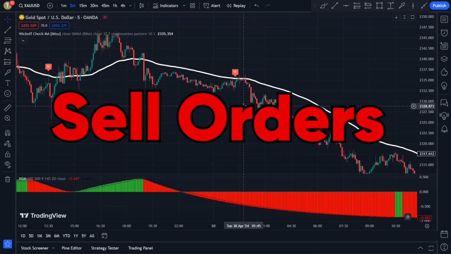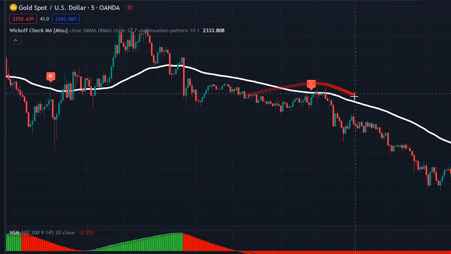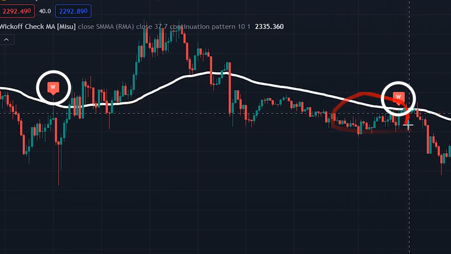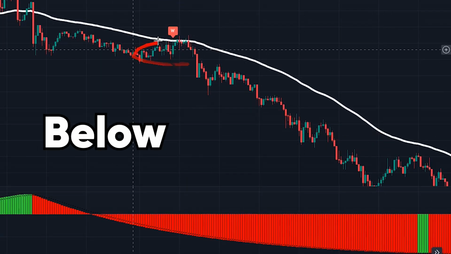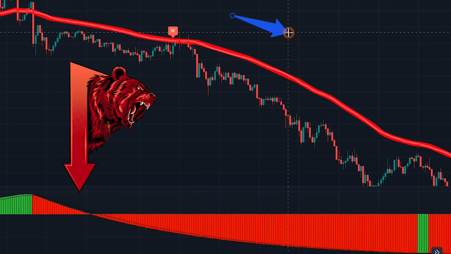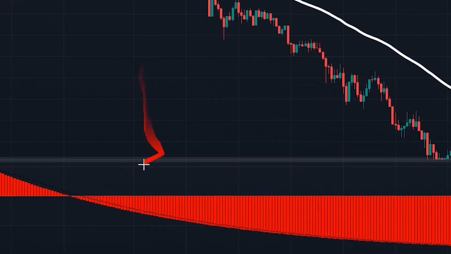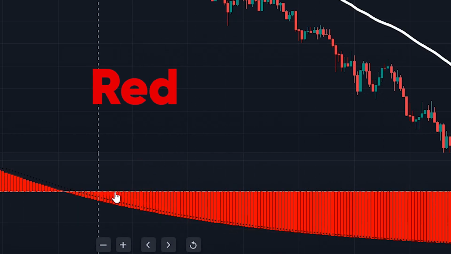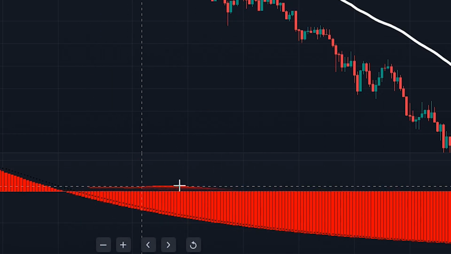For sell orders, we first need to look for a sell signal. After that, we need to make sure that at this point the candles are below the MA line and our trend is bearish. Then we need to go to the MACD indicator and make sure that at this point all columns are red and below the zero line.